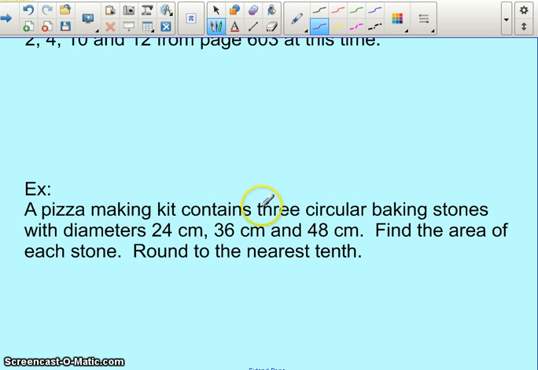Alright, a pizza making kit contains 3 circular baking stones with diameters 24, 36, and 48. Find the area of each stone, round it to the nearest tenth. So a little calculator work here. Shouldn't be that hard. Remember pi r squared. So we got to divide all of these by 2 for the formula. So that one would be 12 that we'd be plugging in. This one would be 18. This one would be 24.